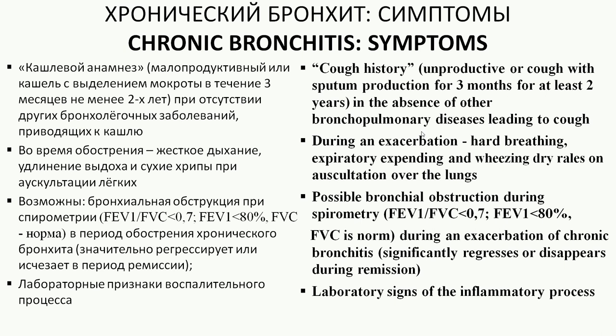The symptoms of chronic bronchitis. Cough history, unproductive or cough with sputum production for 3 months for at least 2 years in the absence of other bronchopulmonary diseases leading to cough. During an exacerbation, hard breathing, expiratory expanding and wheezing dry rales on auscultation over the lungs. Possible bronchial obstruction during spirometry: the ratio of forced expiratory volume in 1 second to forced vital capacity less than 0.7, forced expiratory volume in 1 second less than 80%, and forced vital capacity is normal. During an exacerbation of chronic bronchitis, it significantly regresses or disappears during remission. Laboratory signs of the inflammatory process.